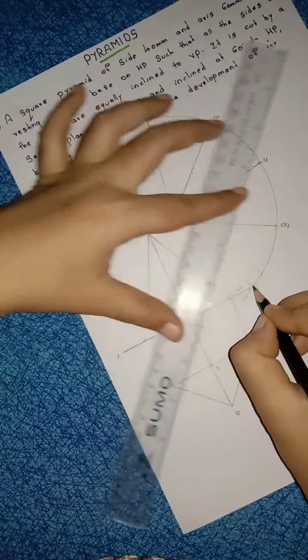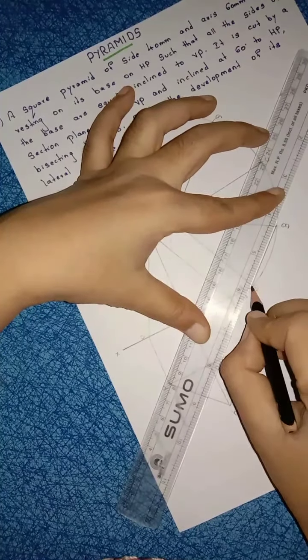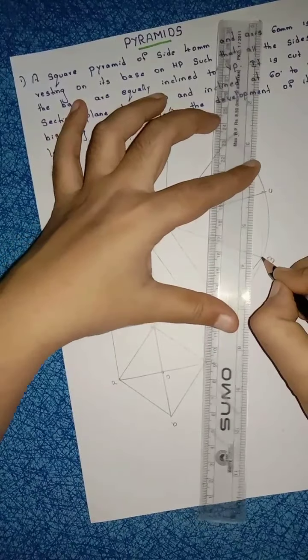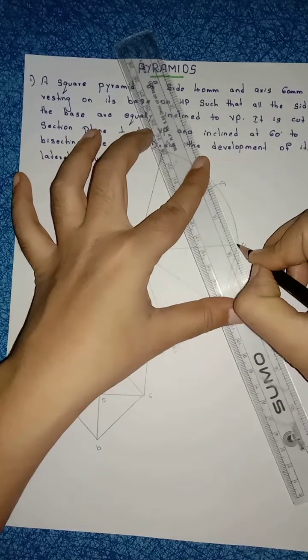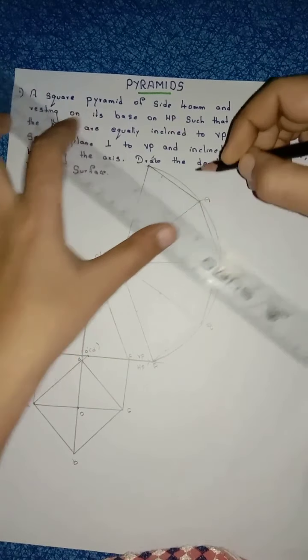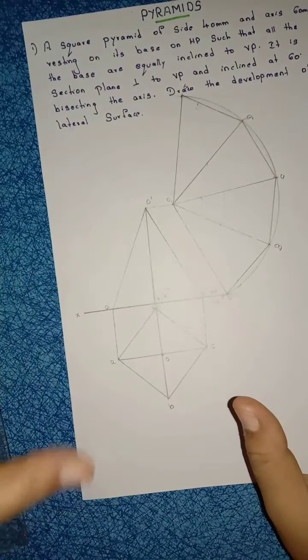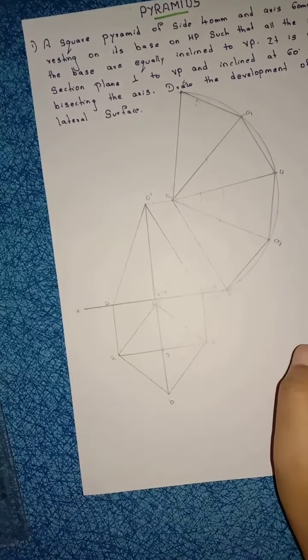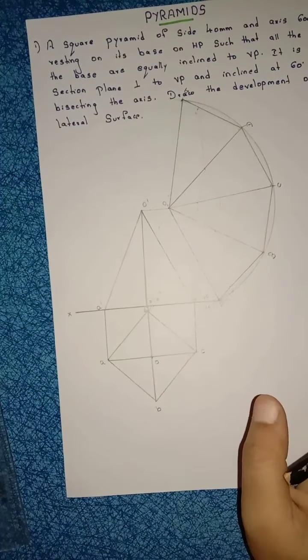What I have to do, from point A to point B, join these 2 points with the help of a straight line. Join here point B and C with a straight line, C and D with the help of a straight line here, and D and A with the help of a straight line here, right? This is the development of the square pyramid. For pyramids you have to construct the development like this, right?